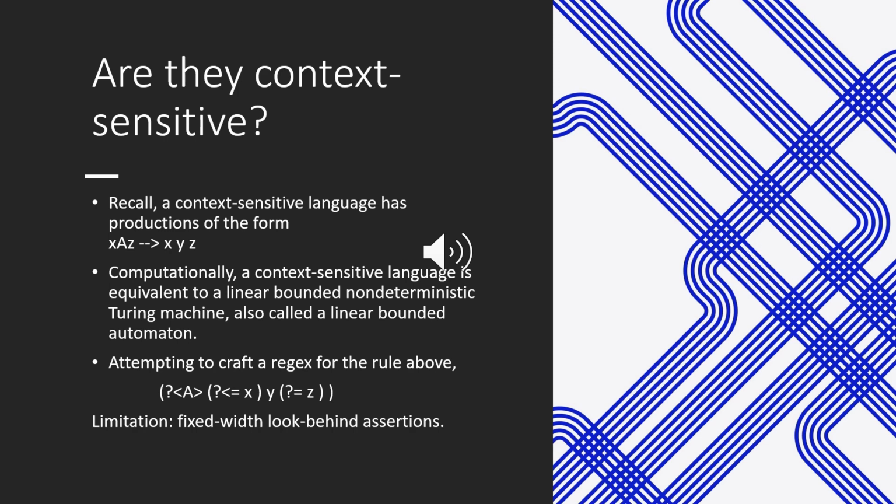Now the key limitation here is that the look behind that we've used, to check if it's preceded by X, is fixed width. To really have true context sensitivity, we would need variable width look behind. And so we can conclude that while we can match some context sensitive languages, whether we can match all of them appears to be unclear at this point. But we have tried to formulate a rule: given a context sensitive rule, how can we directly map that to a real regex?